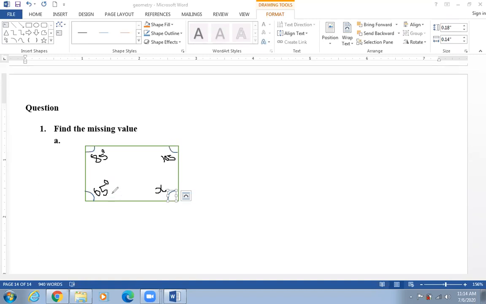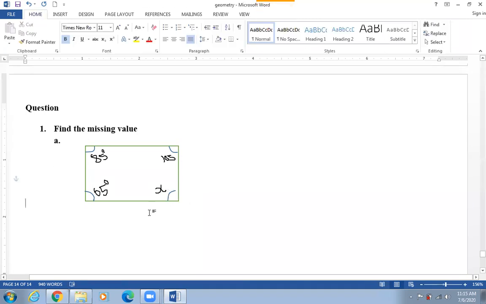Okay, so look at the figure. 85 degrees is given, 105 degrees is given, 65 degrees is given, and x is the unknown. We need to find the value of x. In case of a triangle, the sum of the angles of a triangle is equal to 180 degrees. But if there are four sides, what do we call it? Quadrilateral. We call it a quadrilateral. So this is a quadrilateral.